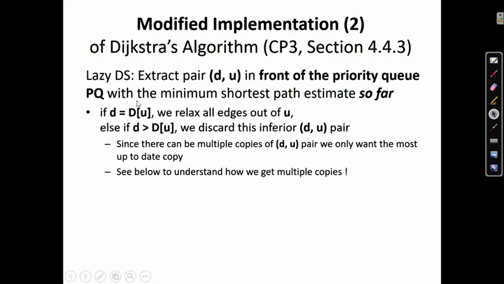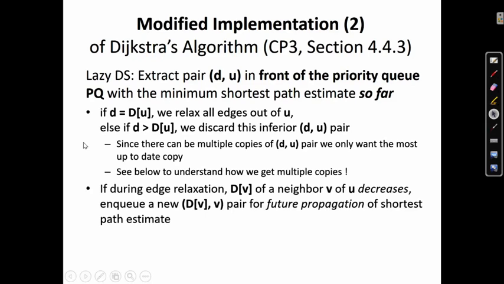Check if D is equal to DU. The distance array always keeps the most current, most up-to-date value. All I need to check is whether this is the most up-to-date copy or not. So check: is D equal to DU or not? If it is equal to DU, then I will process it. I will relax all the outgoing edges. If not, that means it's an outdated copy, I don't care. Throw it away.